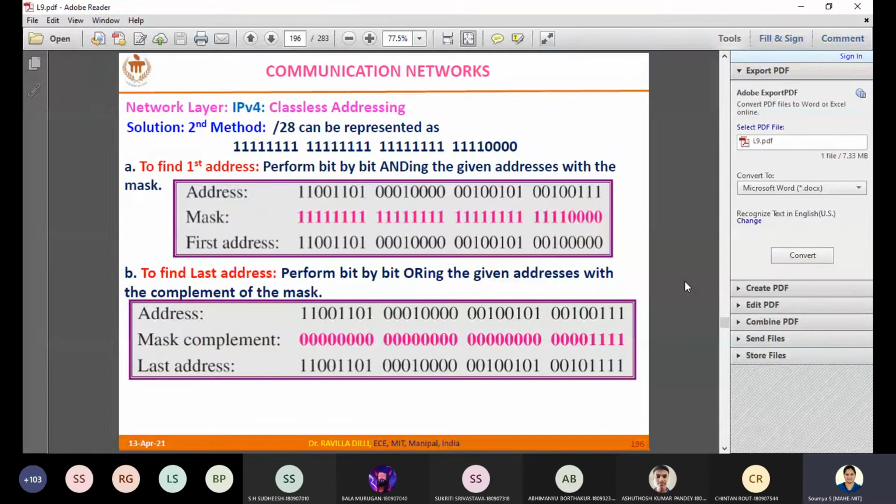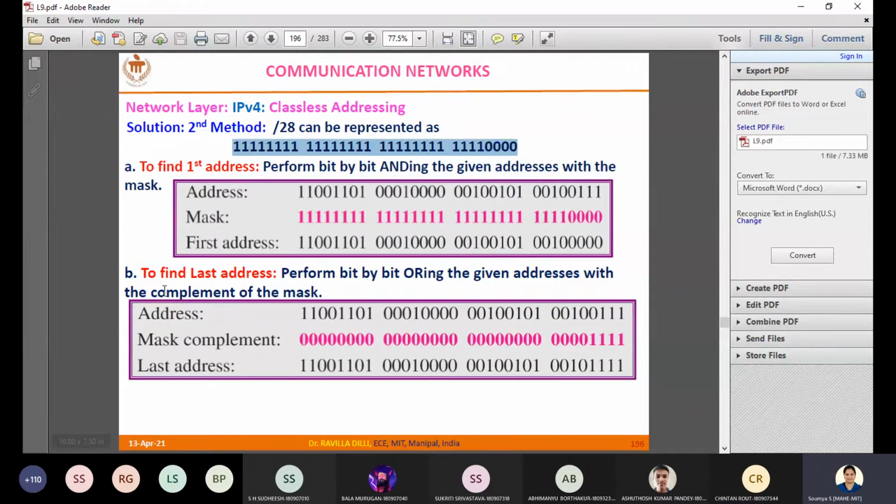This is another method where you are masking. Now what you have is /28, isn't it? For /28, the mask will be all ones, and only the last 4 bits will be 0, isn't it? Remember, it is 255.255.255.something. So the address that you are actually given in binary, you AND every bit with the corresponding bit of the mask. With that, you will get the first address.